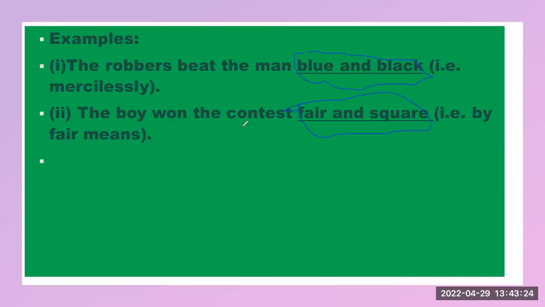For example, if you say the boy won the contest and someone says, how did he win? Did he win dishonestly or honestly? You say, well, he won honestly. He won the contest fair and square. So that is an adverb phrase. All right. So again, let's erase this and go to the next slide.